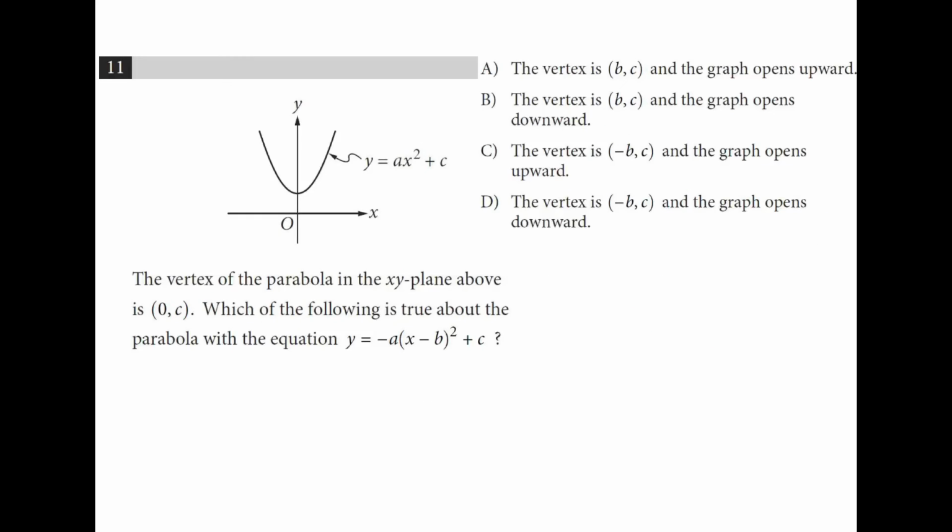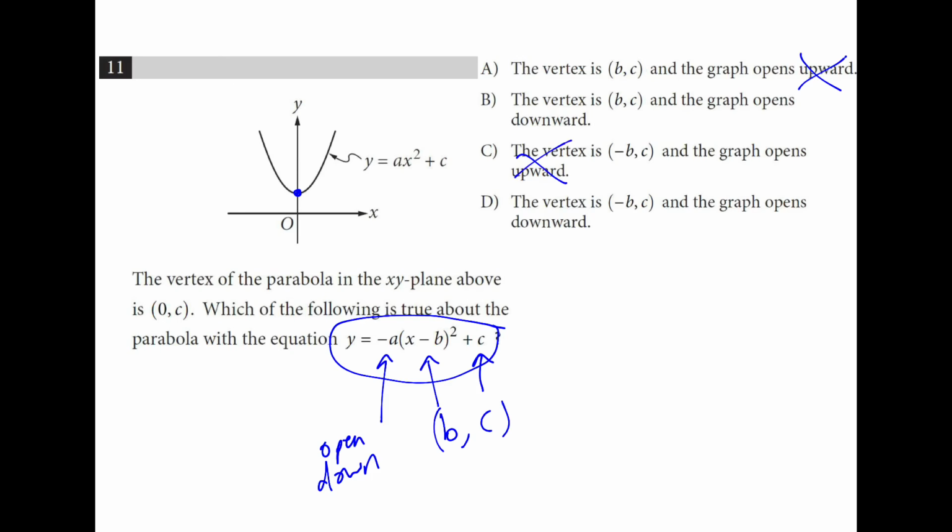The vertex of the parabola in the xy plane is 0, c. Then they ask about a different equation, or a different way of writing it. This is in vertex form, notice. My vertex is going to be b, c. And because of this negative, it's going to open down. So anyone that says open upward is wrong, and the vertex has to be b, c.